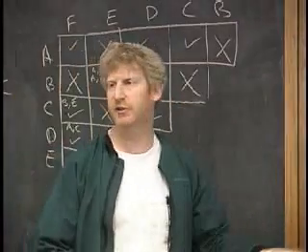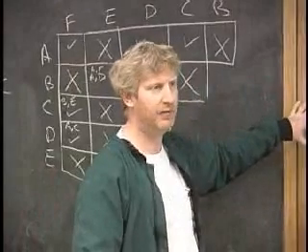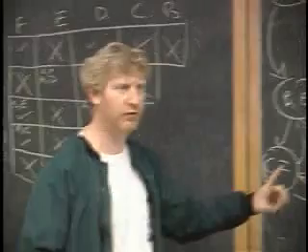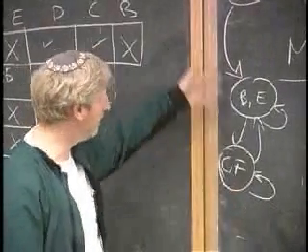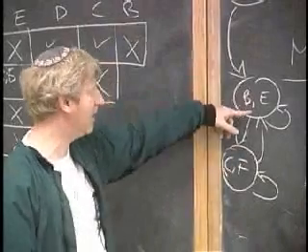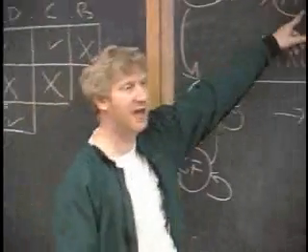Before I go on to the next example, I want to talk a little bit more about this dependency graph and how it relates to knowing which states are distinguishable one from another. Here's part of the dependency graph. BE depends on itself and depends on CF. CF depends on BE and depends on itself. CD depends on BE and depends on AF.